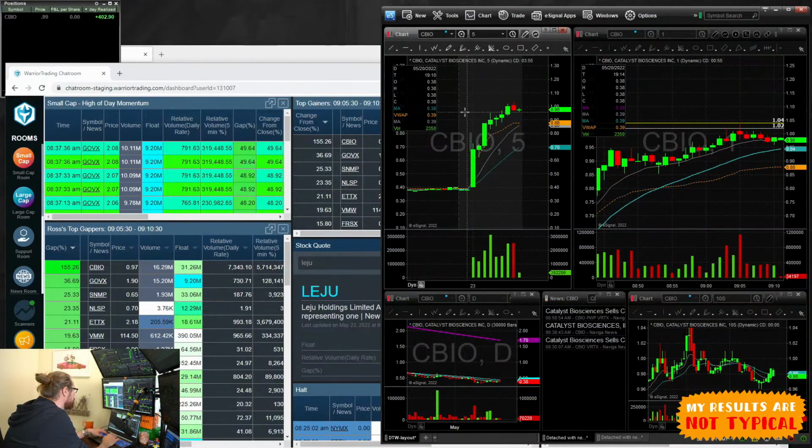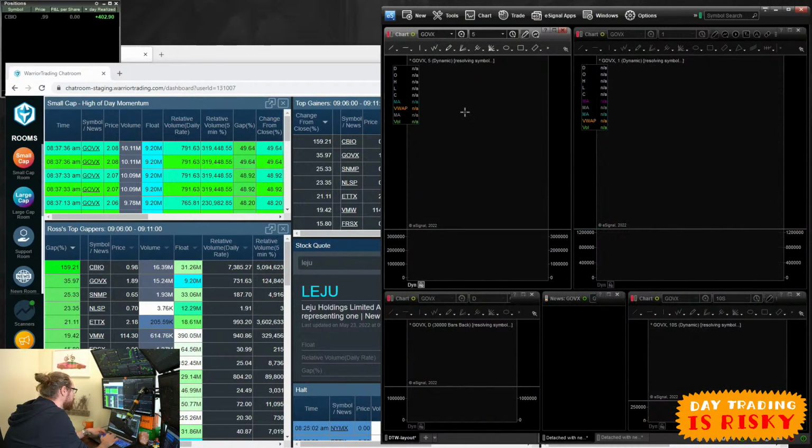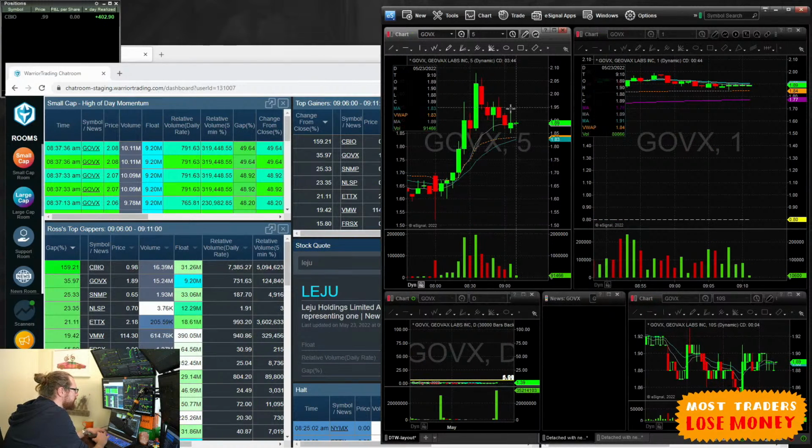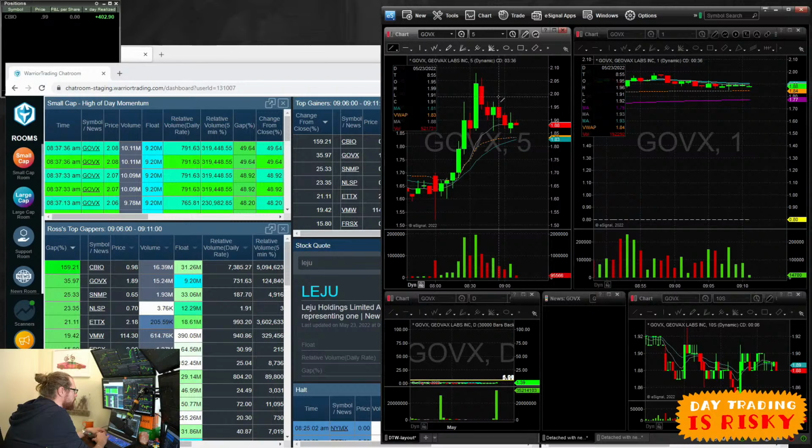All right, we've got 19 minutes to the opening bell. CBIO, GovX, two leading gappers. GovX did a false breakout right here. The first 5-minute candle made a new high, and then it rejected and went lower. So that's already kind of telling us this one's a bit choppy. That was on that candle there.